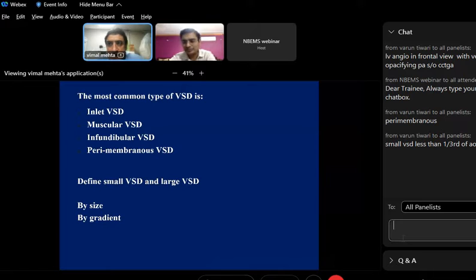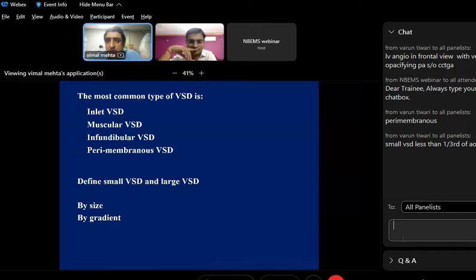Okay. If this size is less than 50%, it is a small VSD. If it is equal to or more than that, it is larger. Why do you have to have a comparison? Because you'll be seeing children, and you cannot have fixed particular dimensions, since these will be different in a small child. More than the size of the aortic annulus is large.